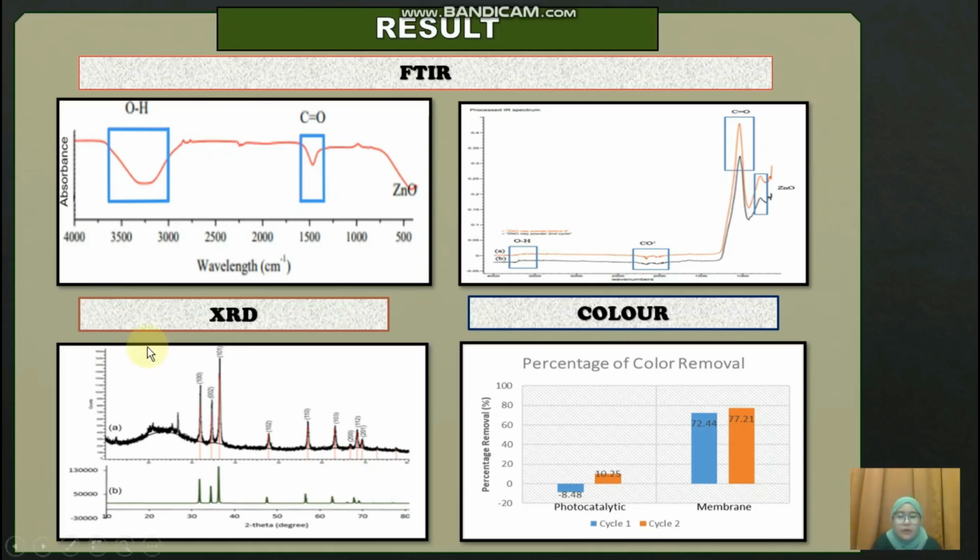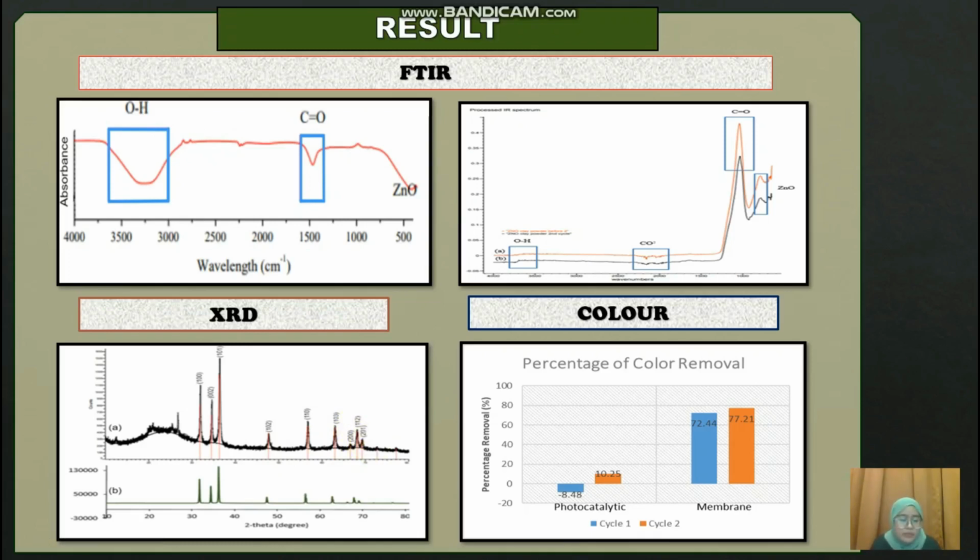And for XRD, the XRD pattern corresponds well to the standard wurtzite structure at planes 100, 002, and 101. The sharp and narrow peaks indicate that the zinc oxide clay nanoparticles have good crystallinity. Different diffraction peaks at 2 theta indicate the zincite zinc oxide pattern. The presence of different peaks such as 100, 002, 101, 102, 110, 103, 200, 112, and also 012 confirm the hexagonal wurtzite structure of the zinc oxide powder.